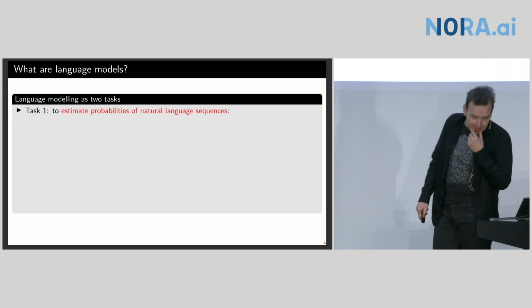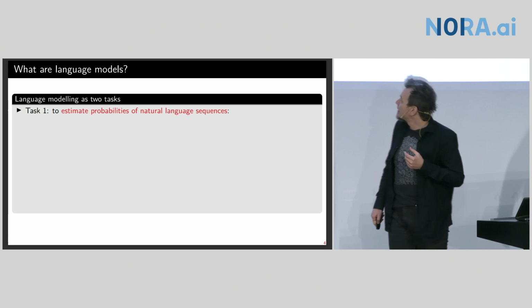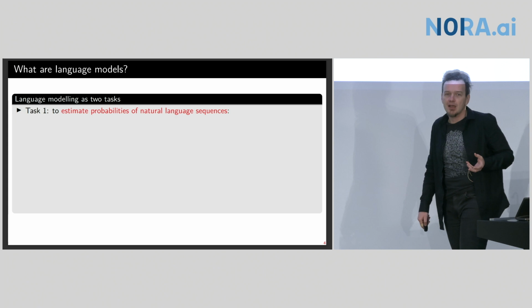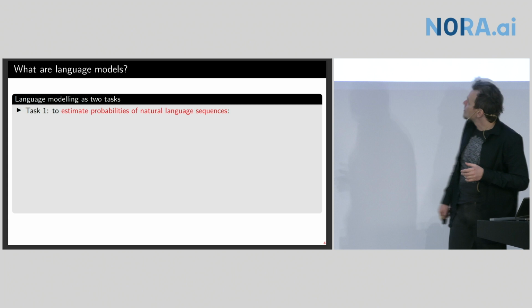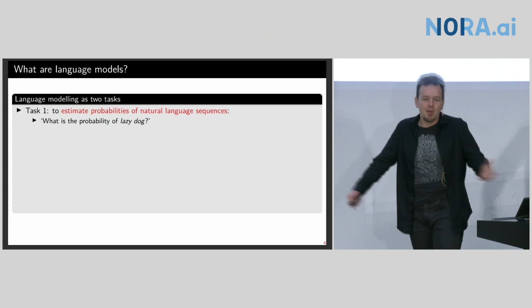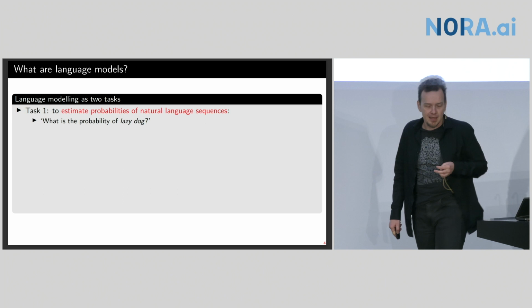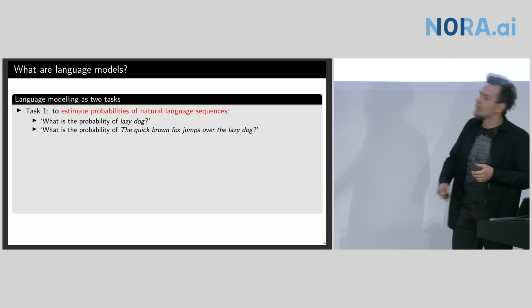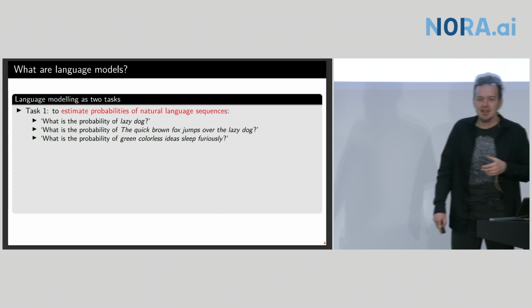So yeah, going into more mathematical details, language modeling is in fact 2 tasks, mathematically speaking. But these 2 tasks are very similar, or maybe you can even say that they're identical. Because the first task is to estimate the probabilities of natural language sequences. So we want a system which can tell us what is the probability of the sequence lazy dog. Yes, what's the probability of seeing this sequence in natural text in English? Or what is the probability of the sequence the quick brown fox jumps over the lazy dog? Or what is the probability of the sequence green colorless ideas sleep furiously?